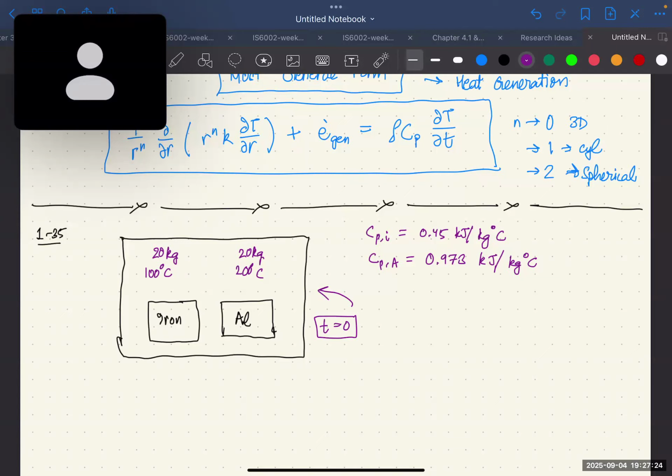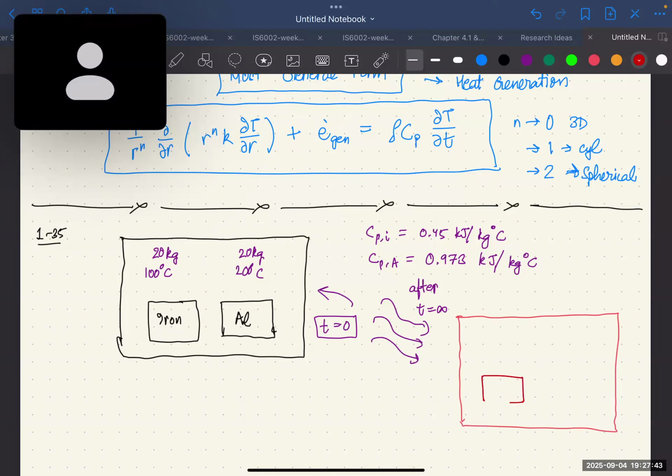What they're asking is, after t is equal to infinity, whenever we reach equilibrium, what will be the state? Same box, same iron and aluminum. Now, what is going to be the state after equilibrium is reached? I'll give you guys like 1 minute to think and then I'll begin the solution.